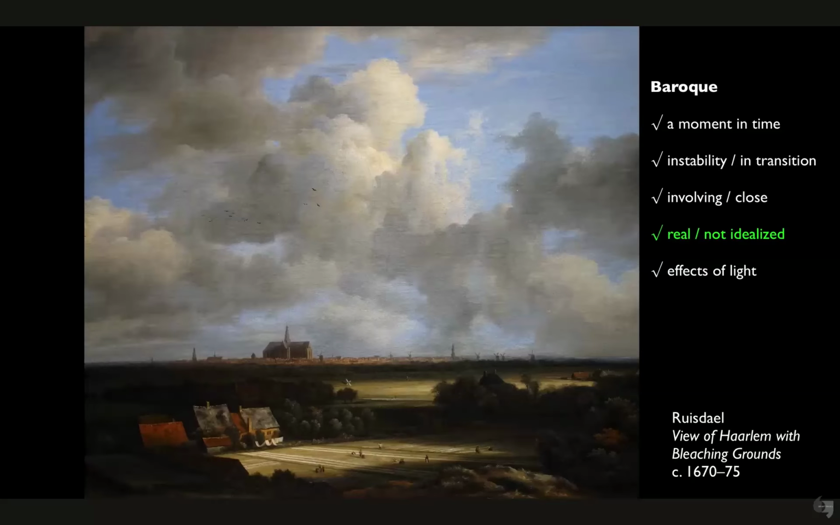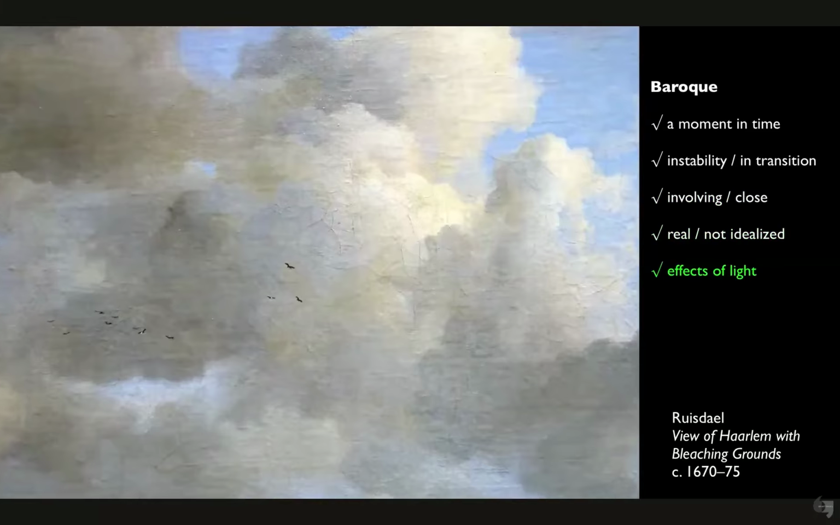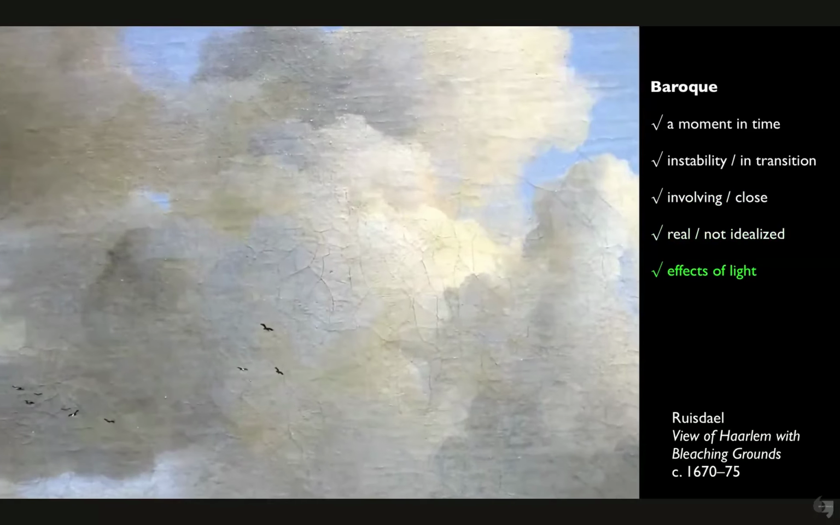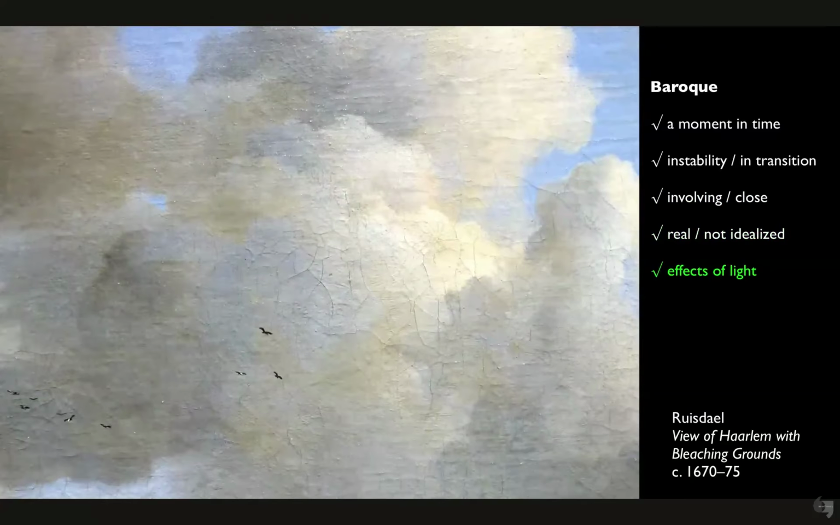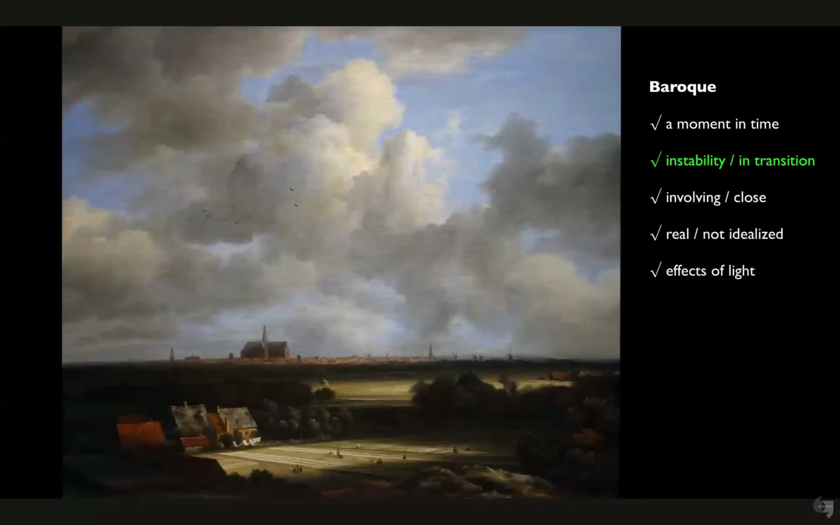We call this a landscape, but this is really about those clouds. And look at those huge, voluminous forms that are moving across that sky. I can see them forming and unforming before my very eyes. This is still about transition. And look at the way that those clouds cast shadows that create these alternating fields across the land below. So Baroque art is about time.